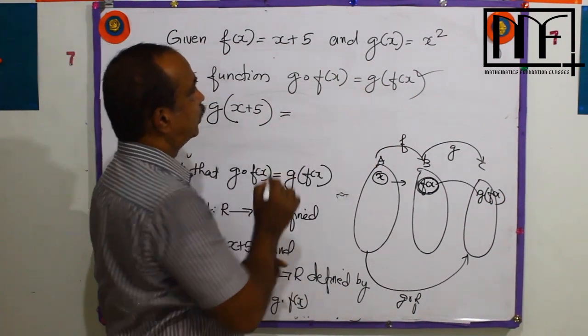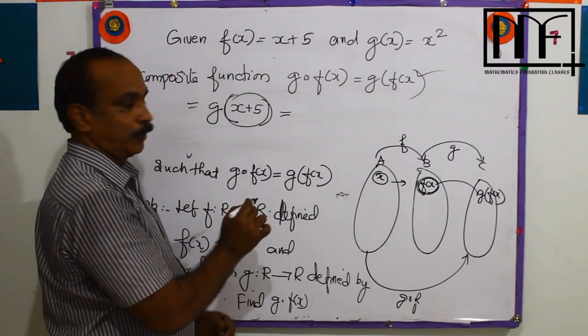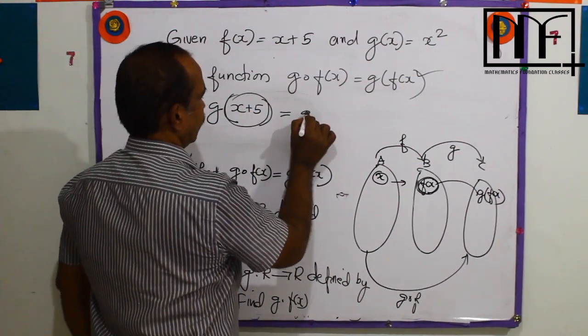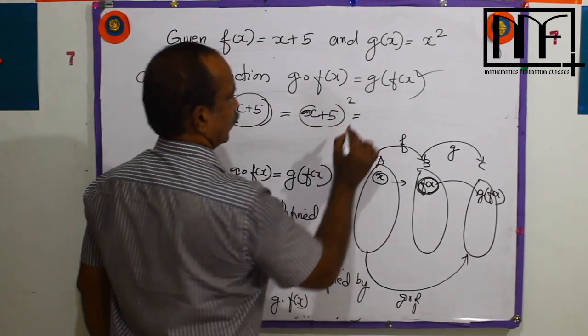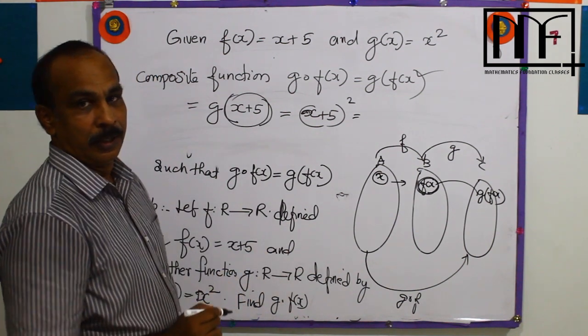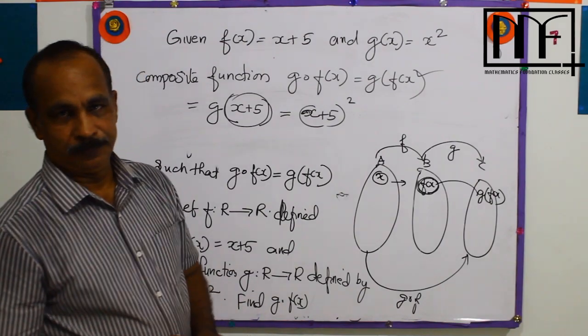And what is function g? g(x) is x². So in place of x we have x + 5 here. So g(x + 5) is (x + 5) the whole squared. You know that (x + 5)² is x² + 10x + 25. So this is g of f of x.